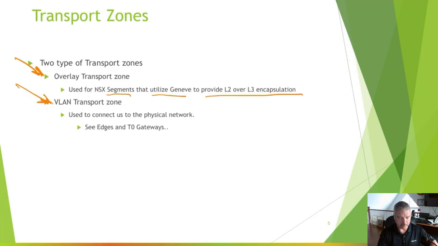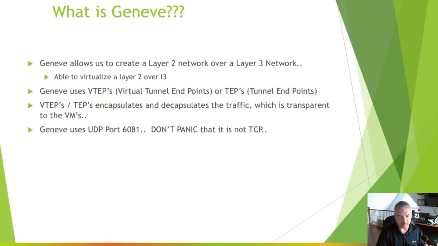So that's what a transport zone is. A VLAN transport zone is used to connect to the physical network. We'll talk about edge gateways and our tier zero gateways, so I'll definitely readdress that in the routing. But just for now, a VLAN-backed segment is just a segment that does not use overlay technology, so it's not using Geneve. Think of it like a port group, basically. I'll touch on some differences when I get into routing and firewall, but for now, that's the basics you can get away with.